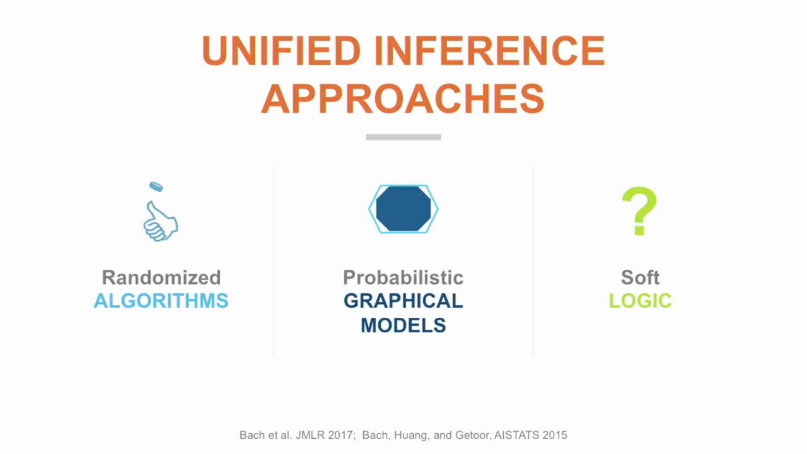And the nice thing is we have semantics from 3 different worlds. One is coming from the theoretical computer science community and randomized algorithms. One of them is coming from the machine learning and statistics world around graphical models. And then the third is coming from the AI community around soft logic. So let me start with the first one in randomized algorithms.